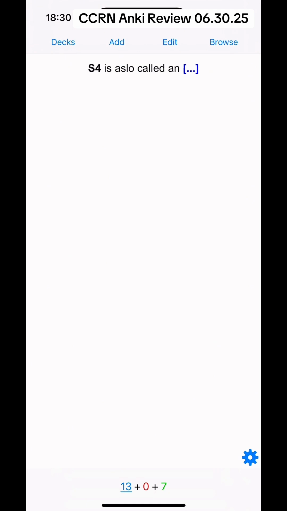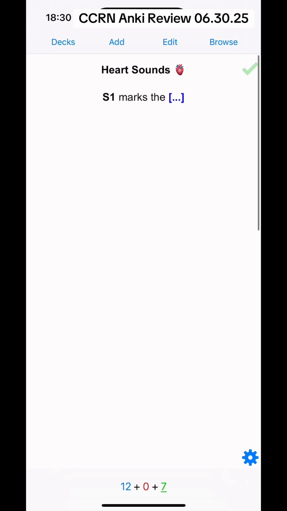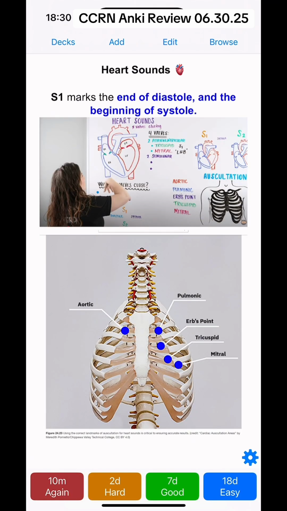S4 is also called an atrial gallop, and you can hear it by the mnemonic Tennessee. It's right before the S1. S1 marks the end of systole and the start of diastole. Sorry, I'm wrong. S1 marks the end of diastole and the beginning of systole.